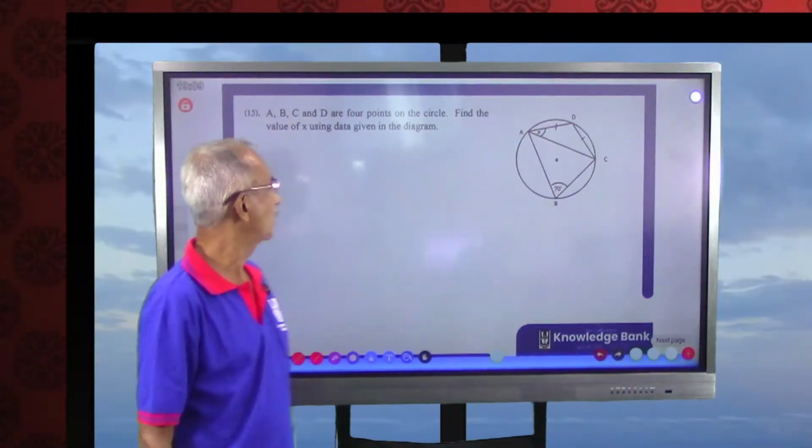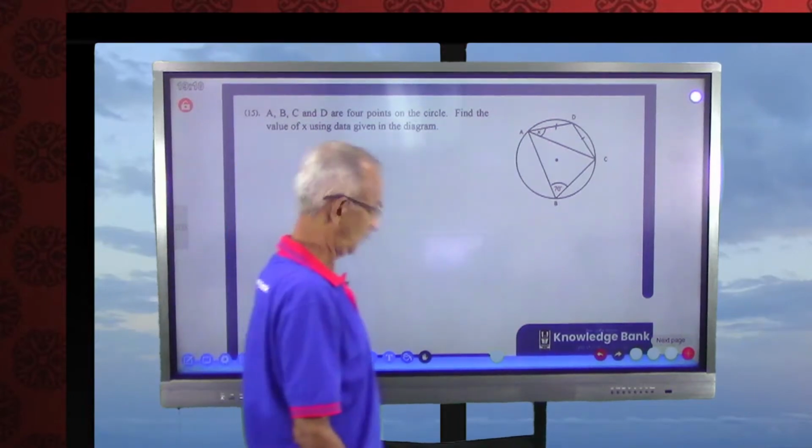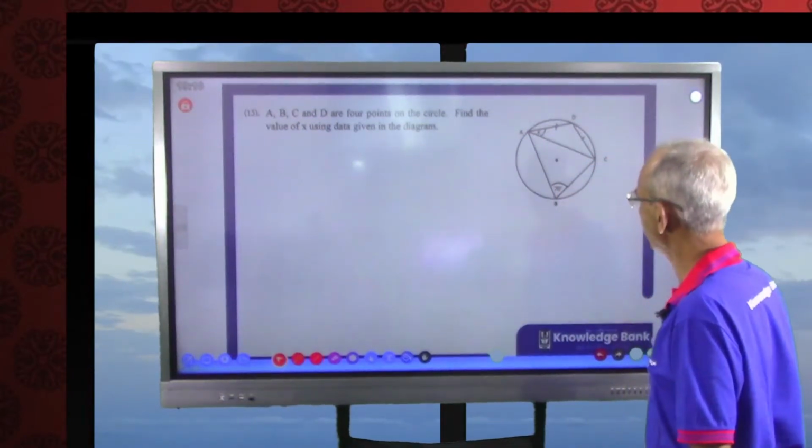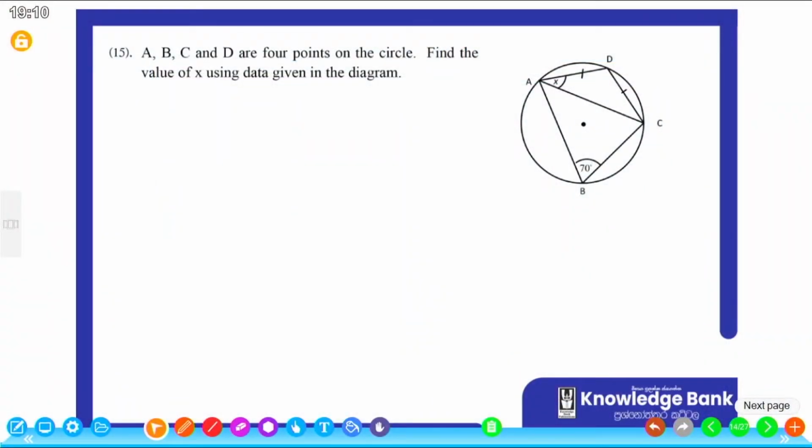Now, let's go to question number 15. A, B, C and D are 4 points on the circle. Find the value of x using the data given in the diagram. Now look at this diagram.